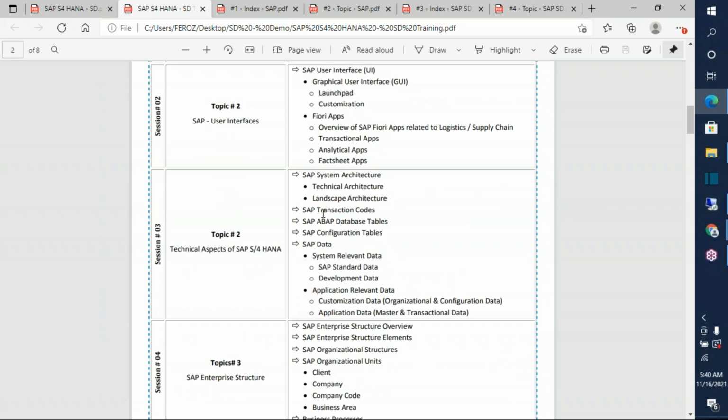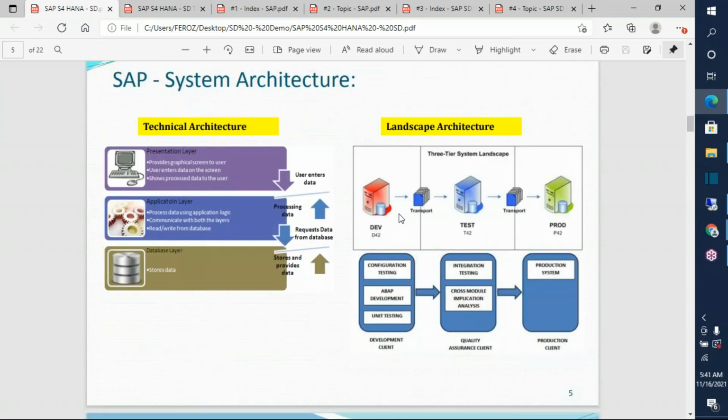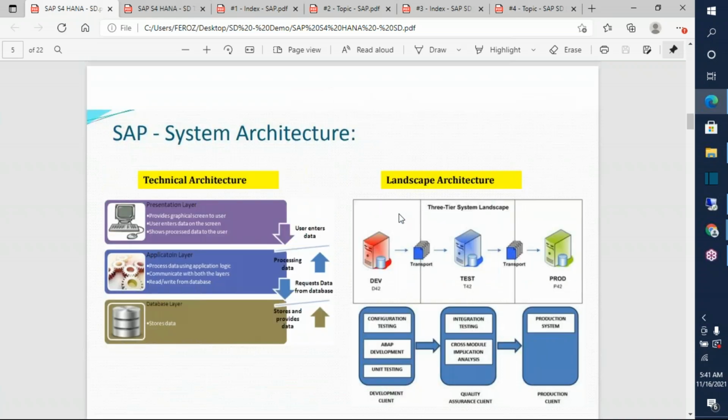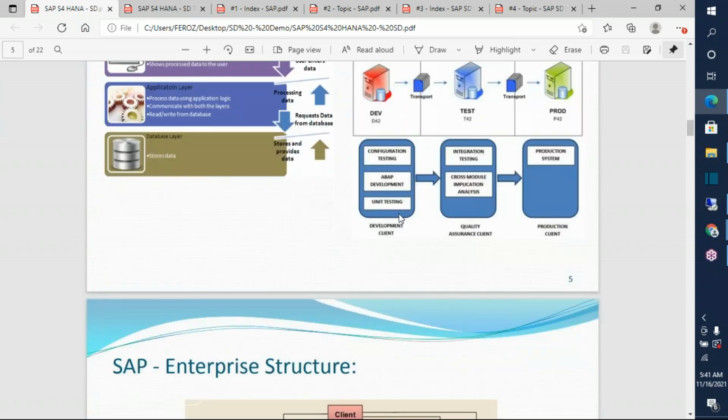Then technical aspects, which include SAP system architecture. We will try to understand the technical architecture as well as the landscape architecture, because the same architecture is used in ECC as well as in S4HANA. There is a change in deployments, because in S4HANA we have an on-premise deployment option, a cloud option, and a hybrid option. In case of ECC, only the on-premise deployment option is available.